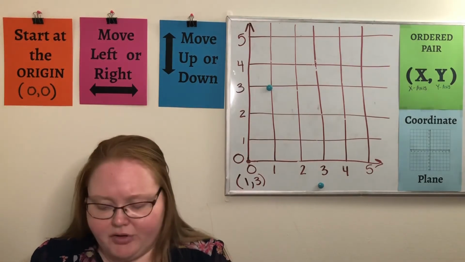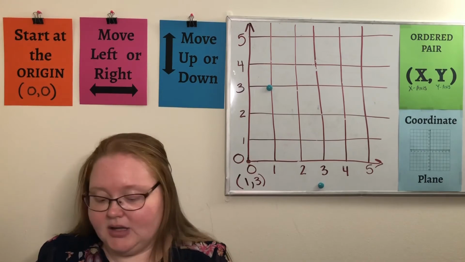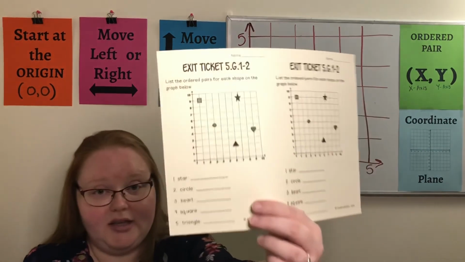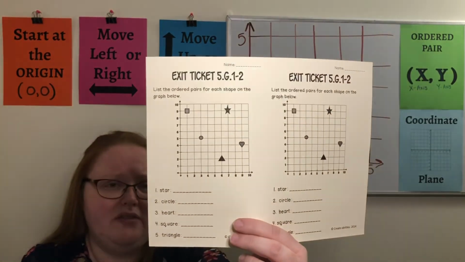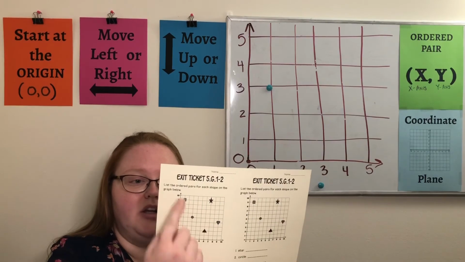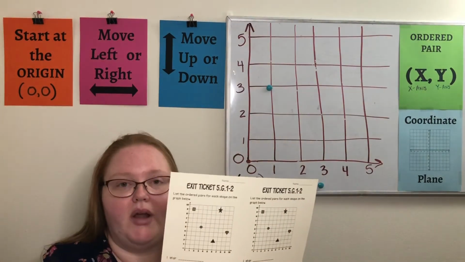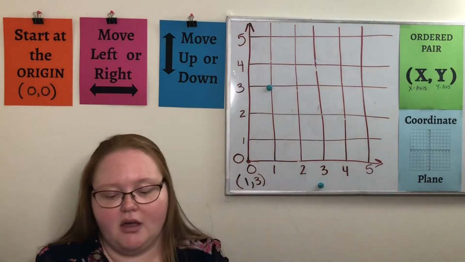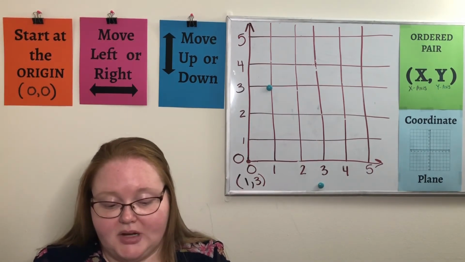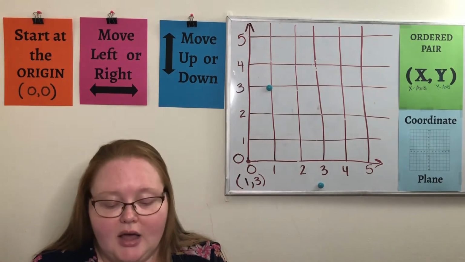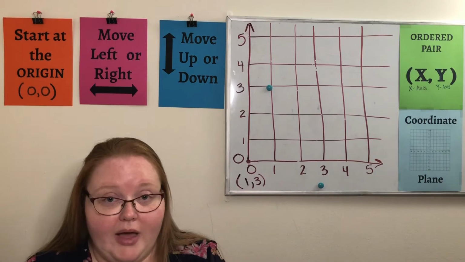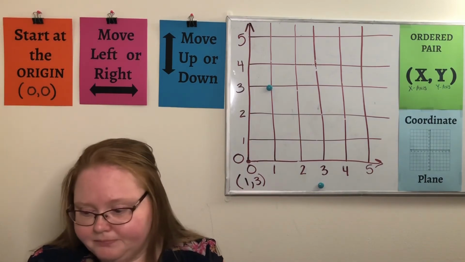So after they're done with that, the plan is they get lots of practice doing it that way, and then their exit ticket, as more of a formative assessment, would identify where each of these points are and have them writing it in an ordered pair. So that would make it easier for me to quickly grade these and determine who needs some additional help after this second lesson.